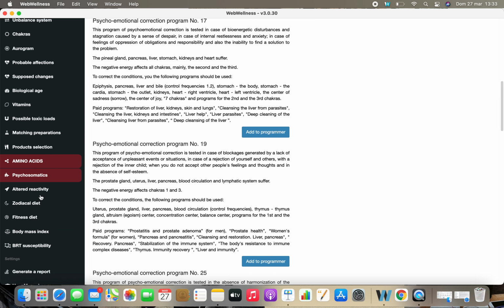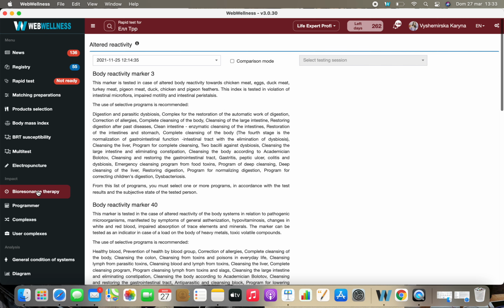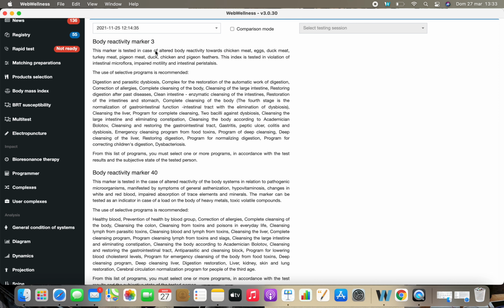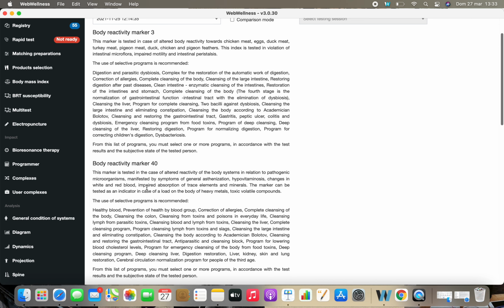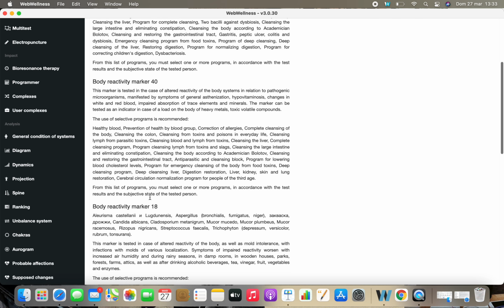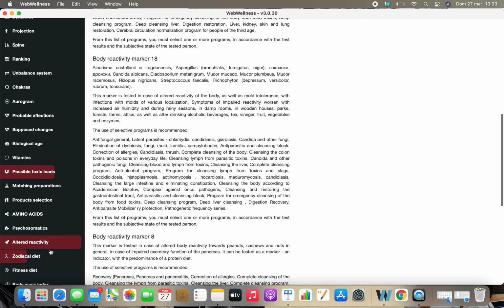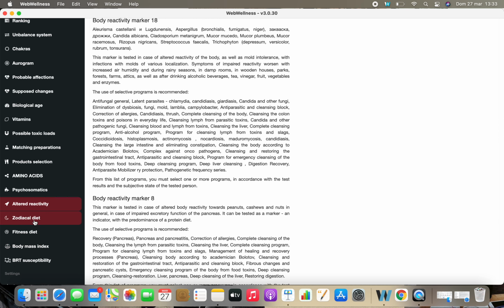The other one is reactivity, which is basically like an allergy test, but apart from just food, it also tests for other substances that can be breathed in, etc. You can see the information about it and just exclude, if this is food, these products for at least a few weeks from the diet to see if the test will improve.